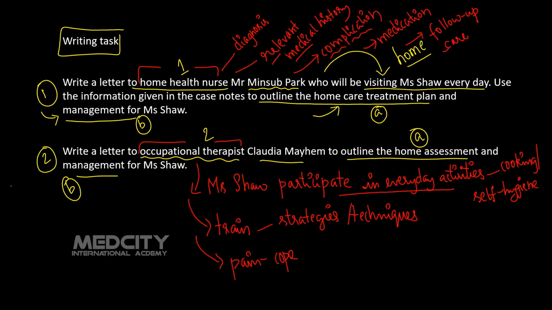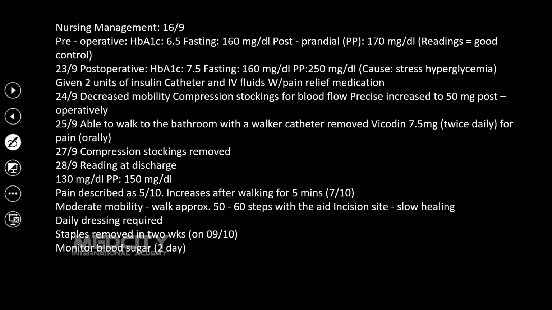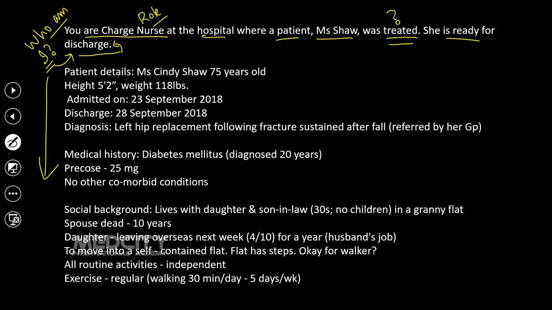So keeping this in mind, let's go back to the case notes and try and find out what kind of information will be relevant to a home health nurse and what should be included to an occupational therapist. So we go back to the first page of the case note. So I changed the ink. Okay, so patient details, it begins with the name, Miss Cindy Shaw, 75 years old. So she is quite an elderly patient.